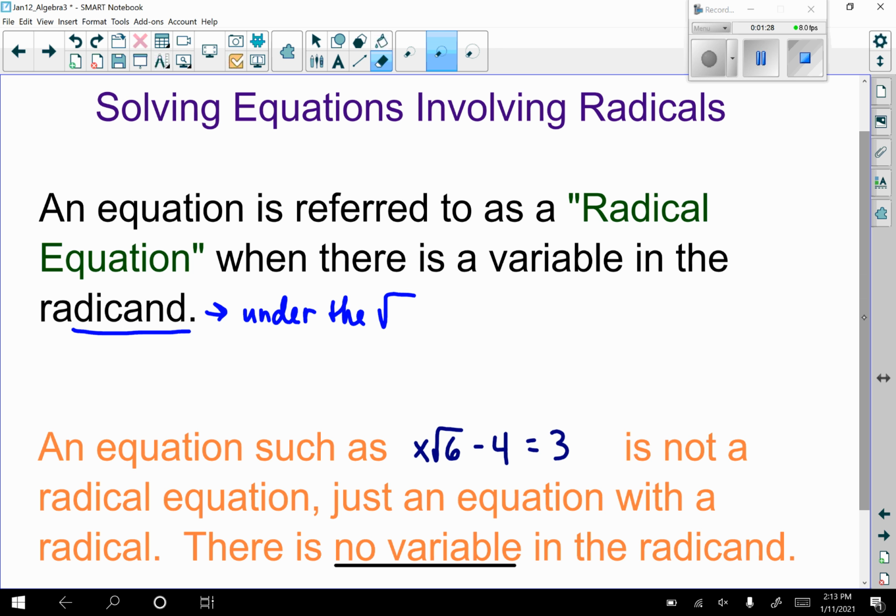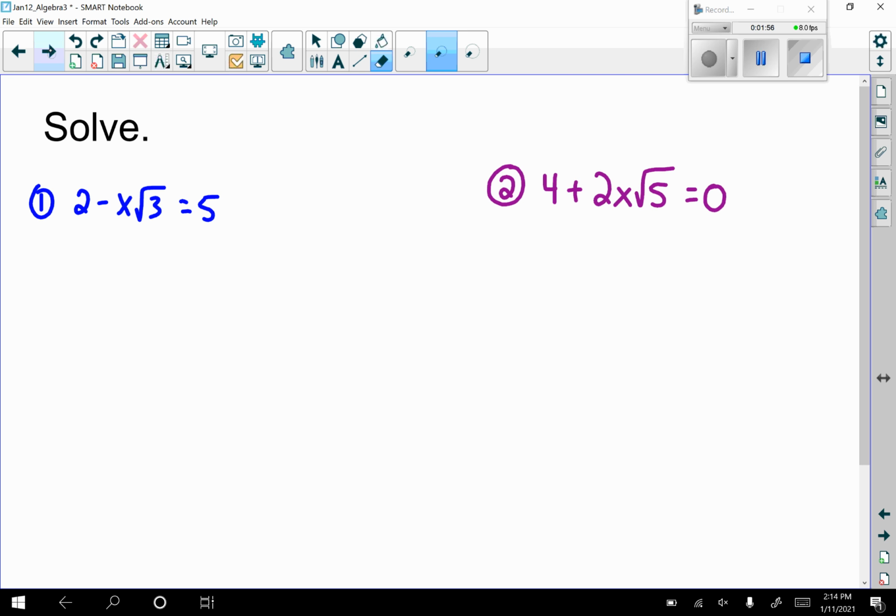But an equation such as this, where we see a radical, but the variable's on the outside of it, there's only a number underneath, that's different. This is not a radical equation, it's just an equation that contains an irrational number, radical 6 in this case. There is no variable in the radicand. So we're going to go through several examples here. First, we need to know which type of equation we're working with in order to know how to solve it.